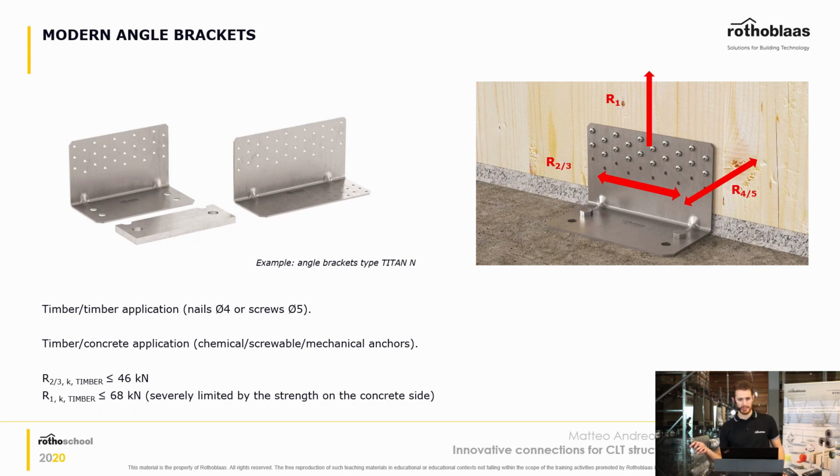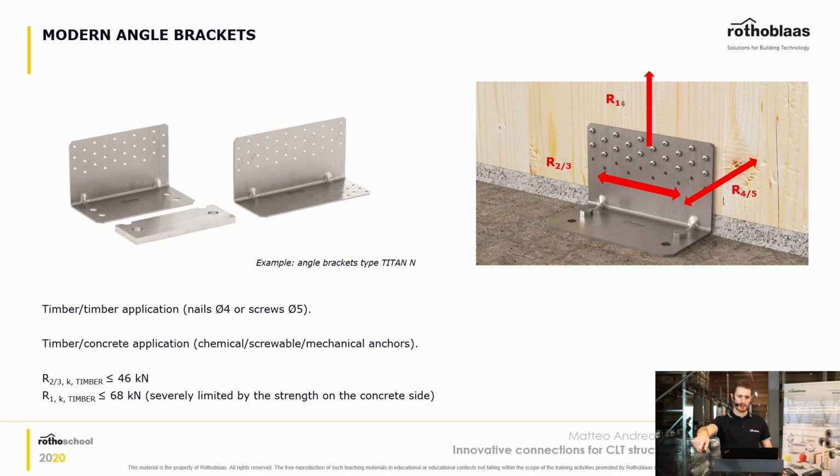This one in particular has 5 millimeter diameter holes, and therefore you can use nails or screws, depending on which one you prefer to use first of all, and depending on the resistance that you want to achieve. The resistance that you get with these connectors is roughly 46 kilonewton, the timber resistance for shear, and 68 kilonewton the characteristic tension resistance of the panel.